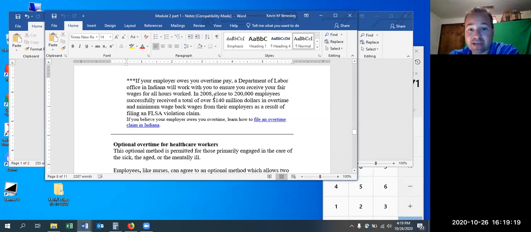And as you can see, back in 2008, there was a report that 200,000 employees received overtime pay from back wages because of filing this FLSA claim.